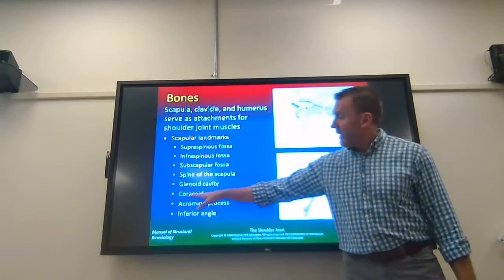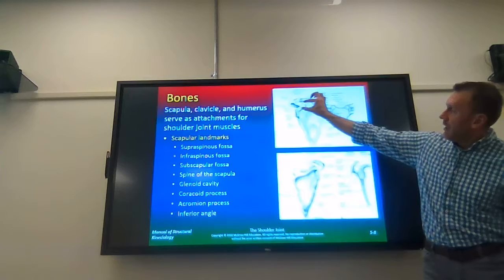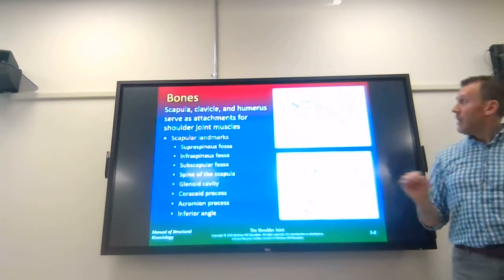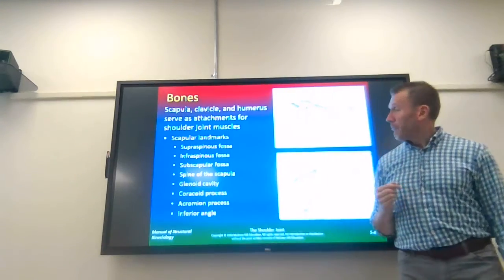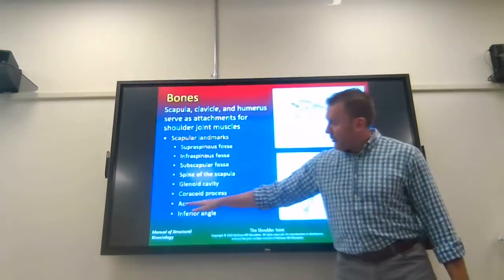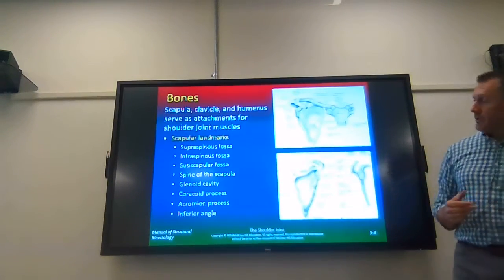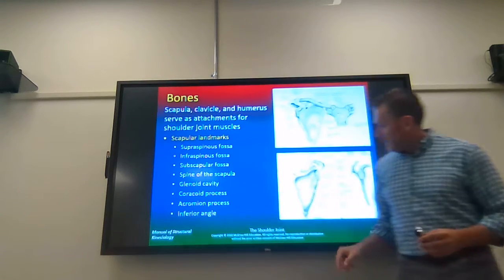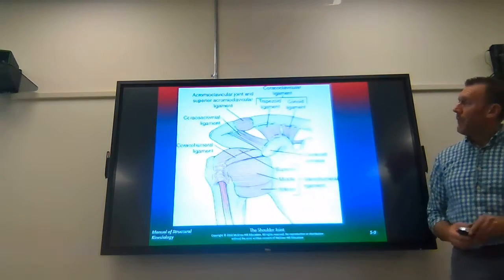articulates with the humeral head. Coracoid process, okay, so anterior view right here. So two muscles, short head of the biceps brachii, as well as the coracobrachialis, have their origin there. And then acromion process, okay, here, so went over the three different shapes to that, and then inferior angle is here.